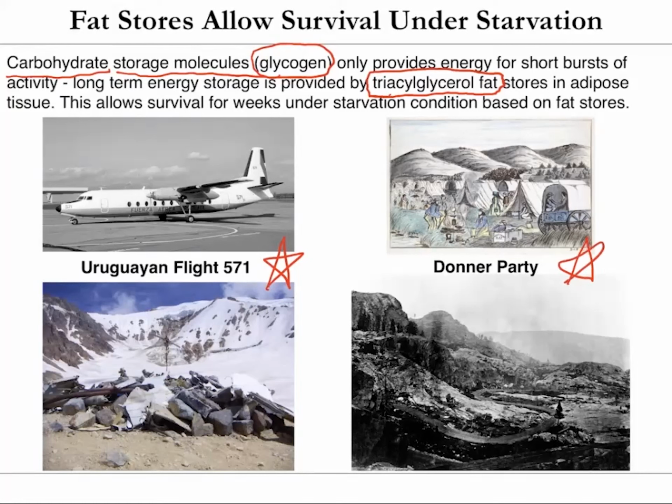Another situation of this was the Donner Party, which is part of the westward expansion of the U.S. They got trapped in the winter in the Sierra Nevadas. They were on their way to California. And again, they had no food whatsoever, had to resort to cannibalism. Your survival under these types of conditions is completely going to be due to the amount of fat storage in your body, because the glycogen stores, the glucose stores in your body, don't have enough energy, and there's not enough of them to keep you alive under these types of conditions.